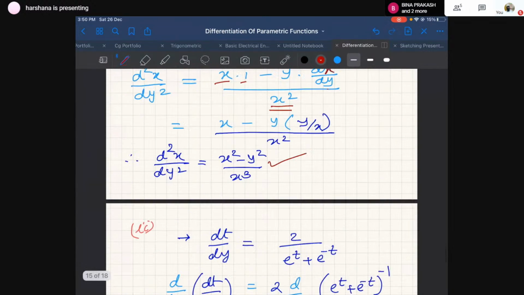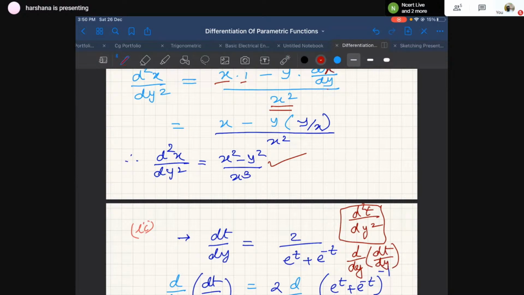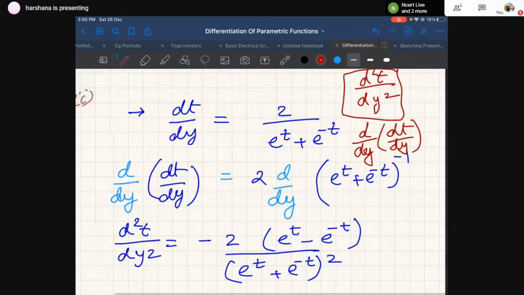That is, you have to find d2x upon dy square. So first we need to understand what this is. What is d2x upon dy square? It is actually the second derivative, that is, the next derivative of dx on dy.